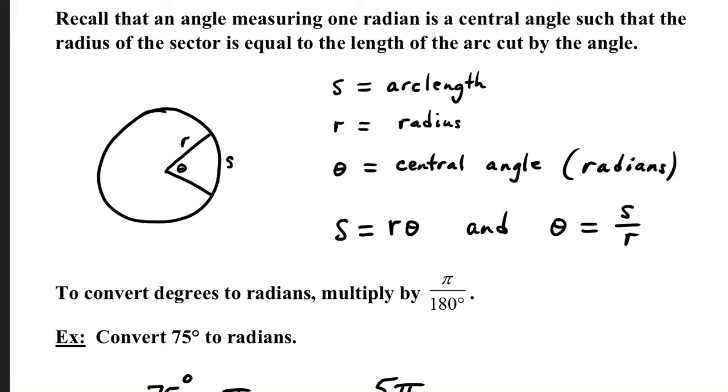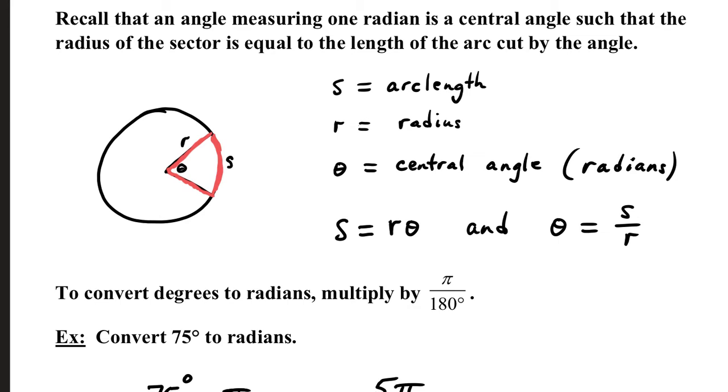Recall that an angle measuring 1 radian is a central angle such that the radius of the sector is equal to the length of the arc cut by the angle. Simply stated, the arc length is your crust, the radius is the length of the cut that it takes to remove this slice of pizza, if you want to use that analogy. If S equals R, then theta is exactly 1 radian.